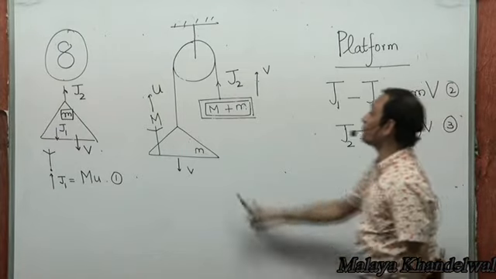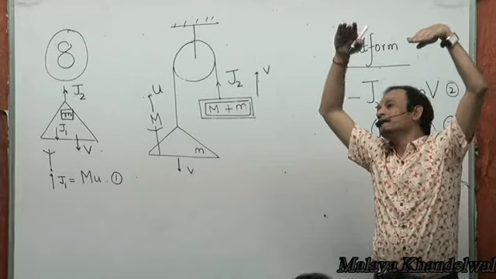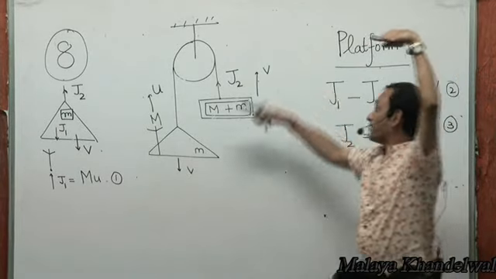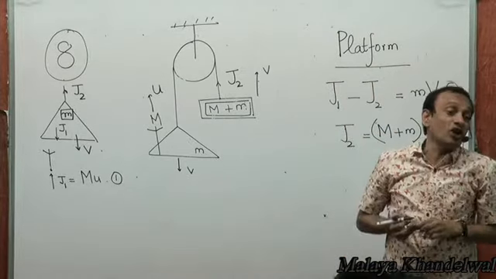My objective is first to find the velocity of the platform right after the man leaps up. V is the velocity of the platform downwards and of this mass upwards right after the man leaps up with a velocity u.